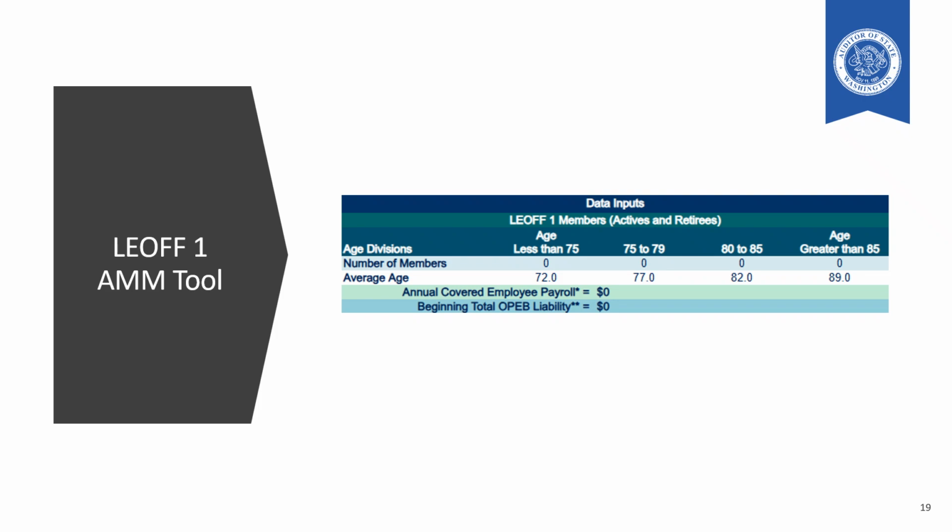Here is an example of the LEF1 AMM tool. As you can see, the active and retiree data columns are combined for this one. Don't forget to update average age, annual covered employee payroll, and beginning total OPEB liability.